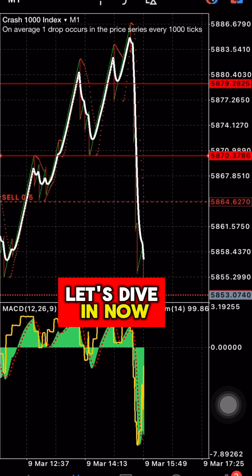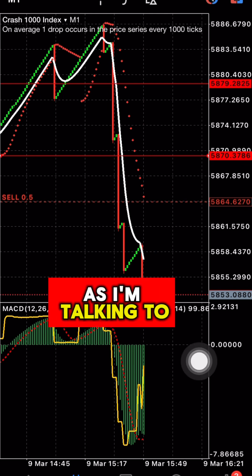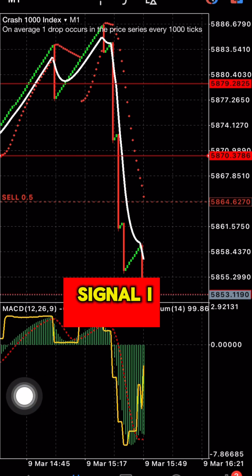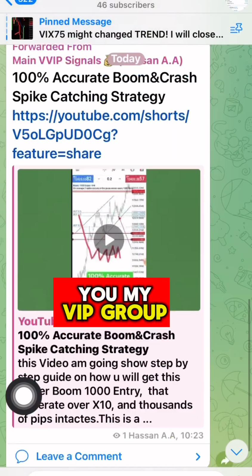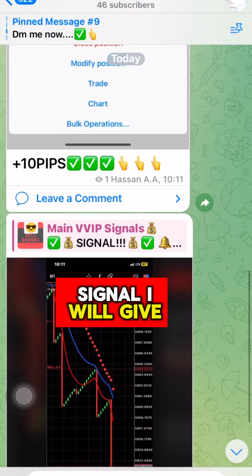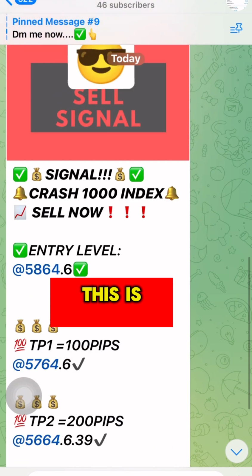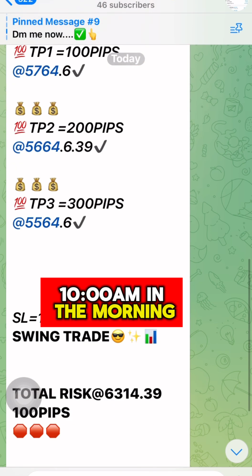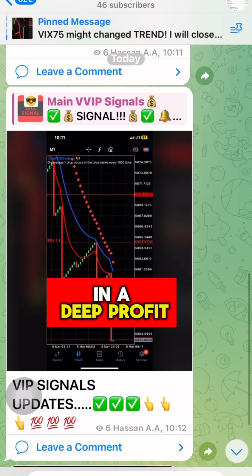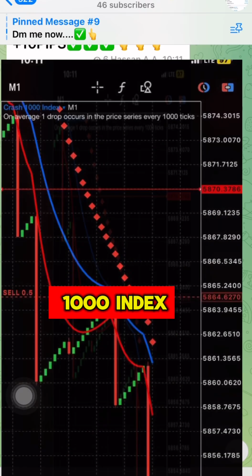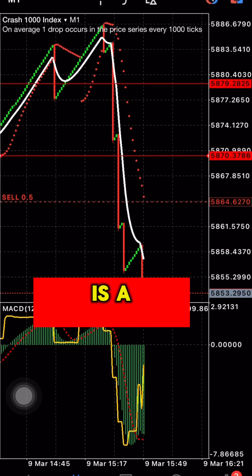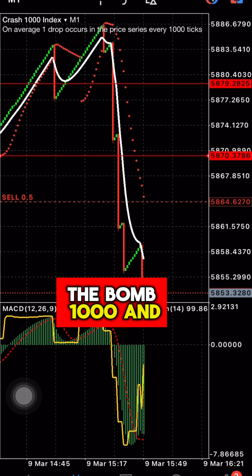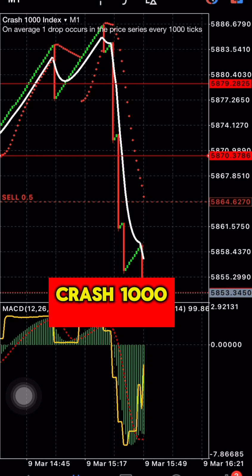Let's dive in now. See, this market continues spiking. As I'm talking to you right now, this Crash 1000 is currently spiking, and it's the same signal I gave in my VIP group. Let me show you my VIP group here. It's the same signal I gave some days ago. Look, this is the signal. Even today, I referenced the signal at around 10 a.m. in the morning. We are already in a deep profit right now with Crash 1000 index. That tells you this is a nice strategy, and you can use it to catch a lot of spikes trading the Boom 1000 and also Crash 1000 indices.